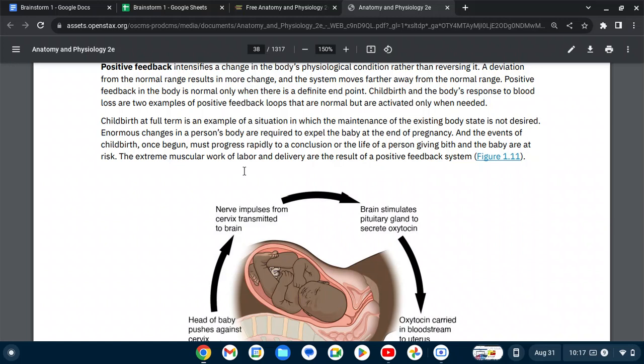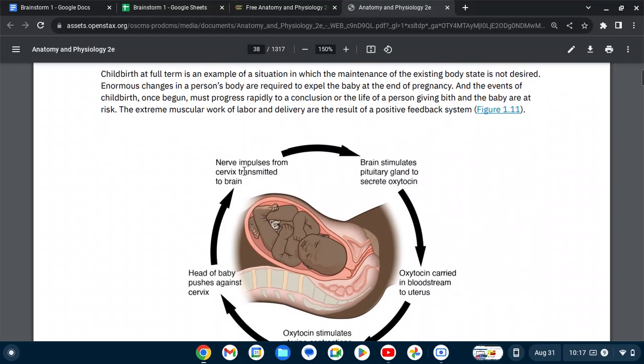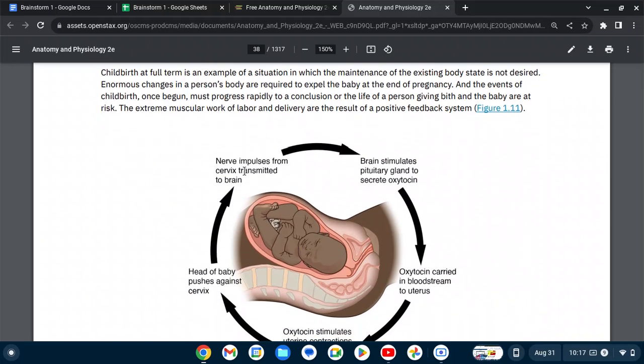Childbirth and the body's response to blood loss are two examples of positive feedback loops that are normal but are activated only when needed. Childbirth at full term is an example of a situation in which the maintenance of the existing body state is not desired. Enormous changes in a person's body are required to expel the baby at the end of pregnancy, and the events of childbirth, once begun, must progress rapidly to a conclusion, or the life of the person giving birth and the baby are at risk.